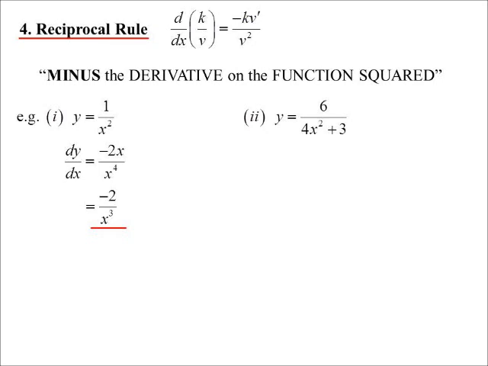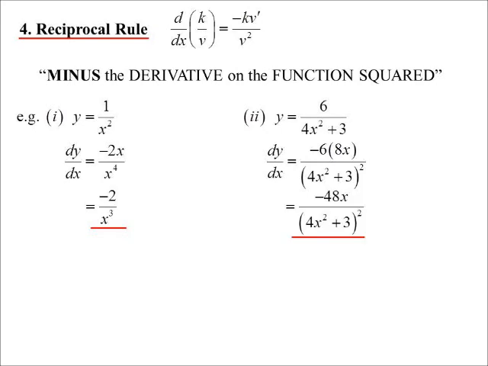6 on 4x squared plus 3. So minus the derivative, but in this case we'll multiply it by 6 as well. And then on the function squared. And so you get minus 48x on 4x squared plus 3 squared. So that's when you have a constant on the top.